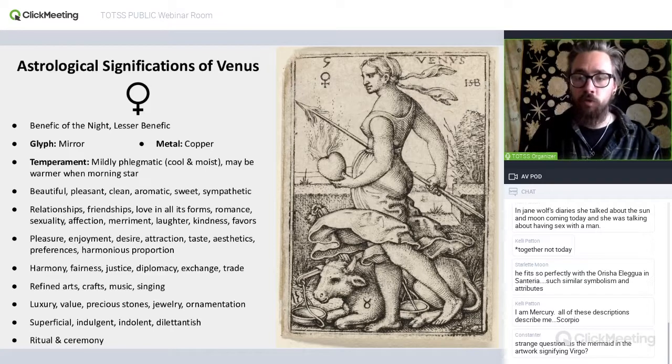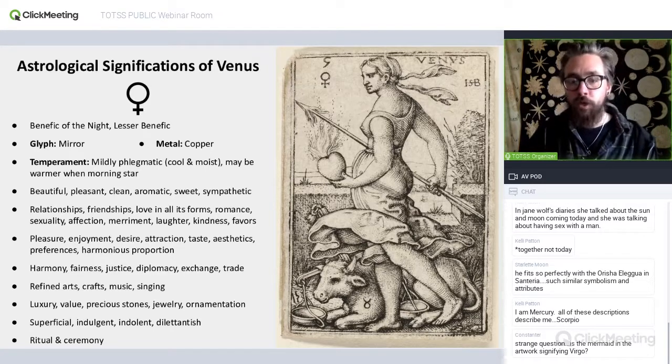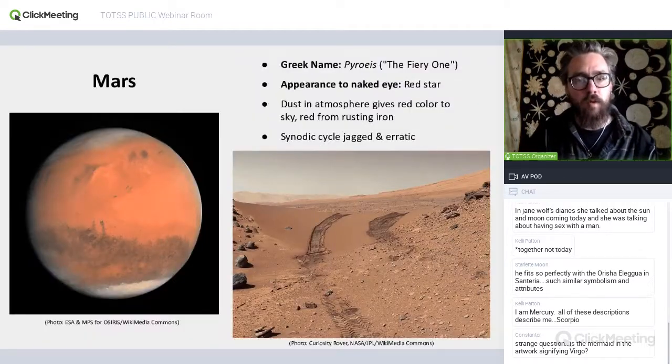And interestingly, this is maybe not a go-to signification for Venus, but among this audience, it might be significant that Venus is also said to rule ritual and ceremony. So where Mercury is the magician, ritual and ceremony and all that is Venusian, which is an interesting thing to think about.